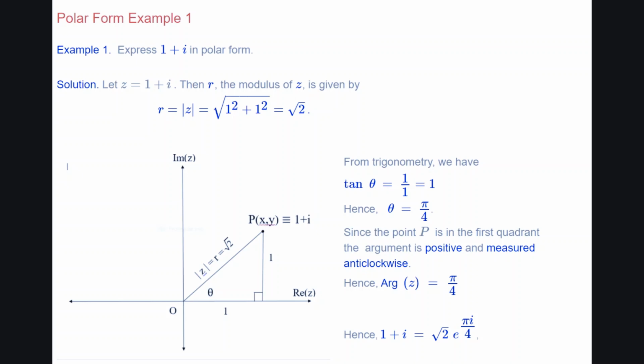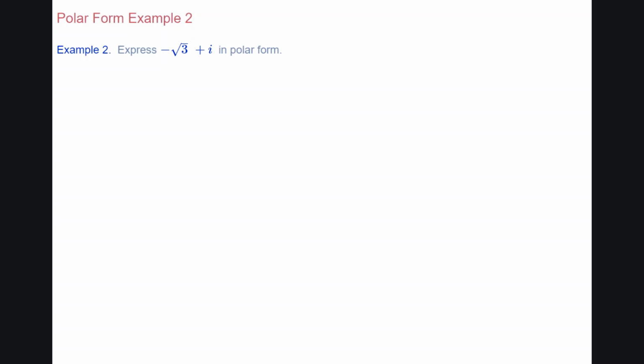So, the complex number 1 plus i can now be written as the square root of 2 times e to the pi i on 4. Example 2 is: express minus root 3 plus i in polar form.